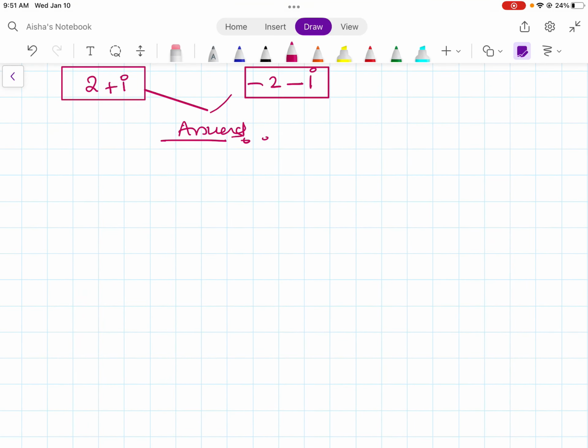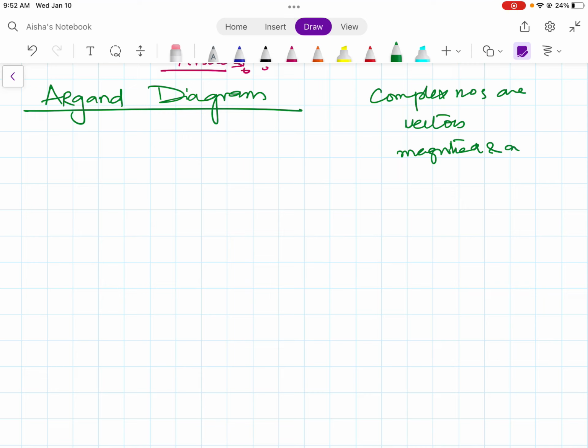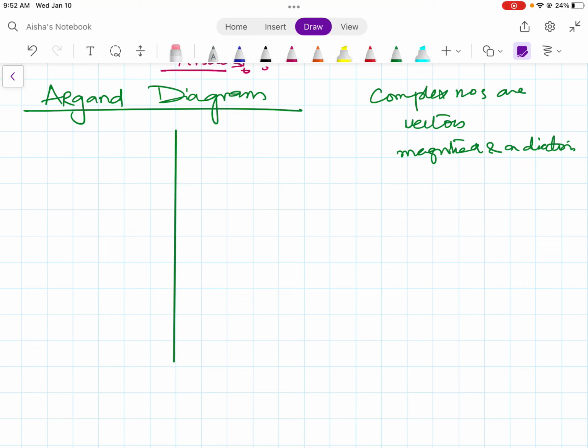Okay? Now, the next most important thing in complex numbers is understanding what an Argand diagram is. Remember that complex numbers are vectors. Why are they vectors? Because they have a magnitude and a direction. We say Argand diagram is a diagrammatic representation of a complex number. This is the real axis and this is the imaginary axis.